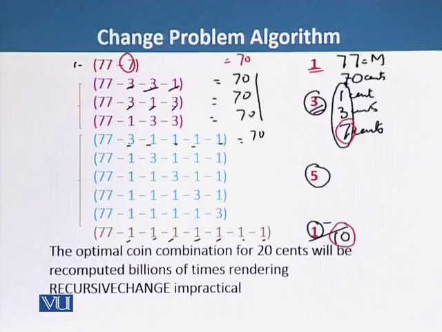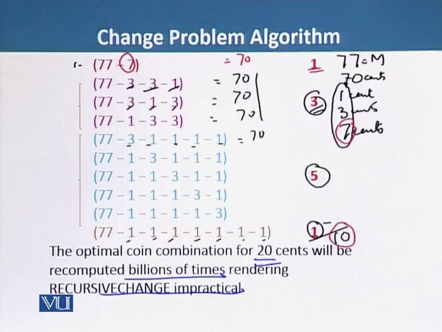So we can see here that we have to calculate the different types of combination again and again, and this is the recursive call for this algorithm. And if we want to calculate the coin combinations for 20 cents, we have to calculate billions of times, and this is a really impractical solution using this recursive change algorithm. So this is the drawback of this algorithm, that it computes the value again and again.